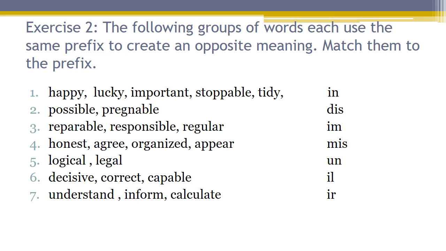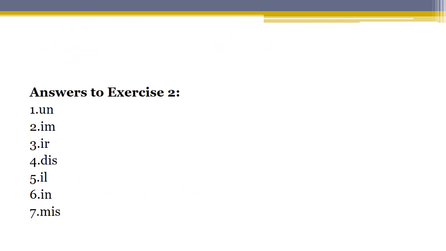Sometimes if a word, let's say, starts with R, like repairable, it matches with the prefix ir, so it would be irreparable. Sometimes the words that start with L match with the prefix il, so instead the opposite of logical becomes illogical. Okay, these are some of them. Pause the video and do the rest on your own before you check the answers on the next page. Here are the answers to exercise 2.